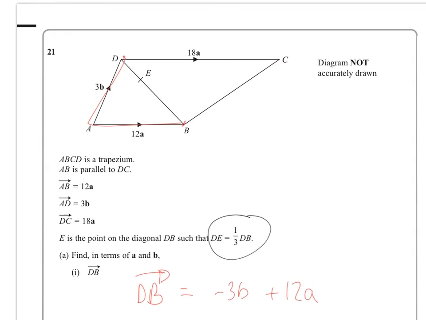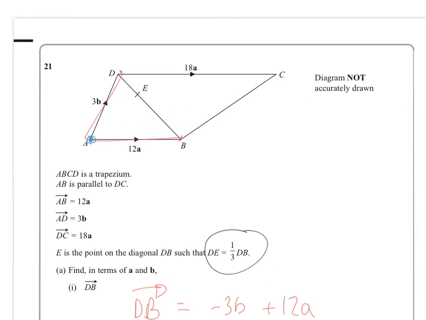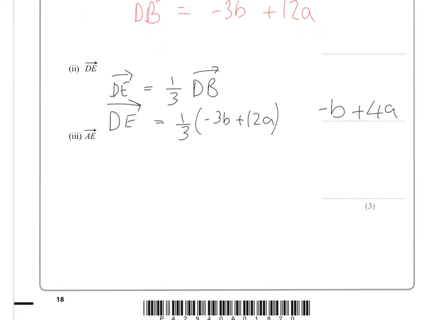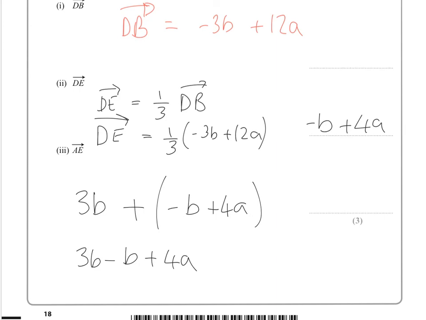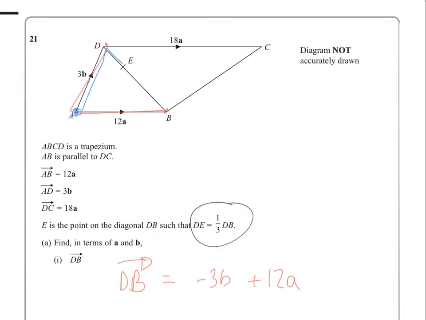A to e. In order to go from a to e, the route I'm going to take, starting there, is a to d, d to e. A to d is 3b, d to e we've just worked out, so my answer is going to be 3b plus this one here, minus b plus 4a. So 3b minus b, 2b, plus 4a. So the vector a to e equals 2b plus 4a.